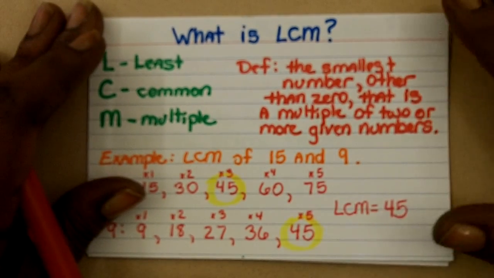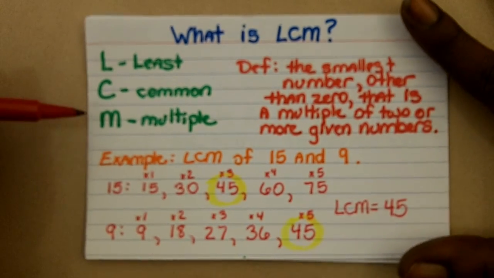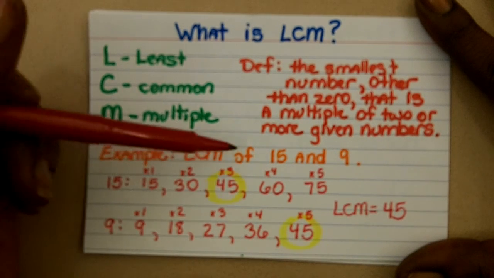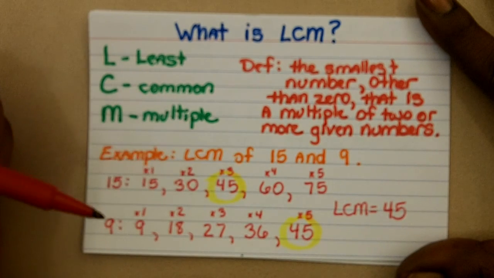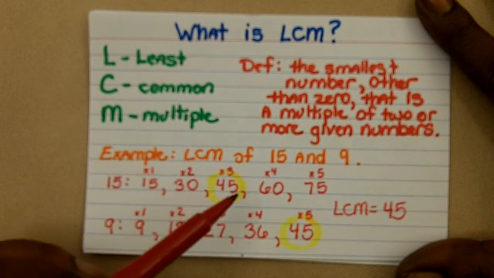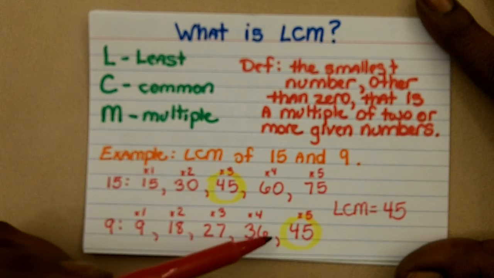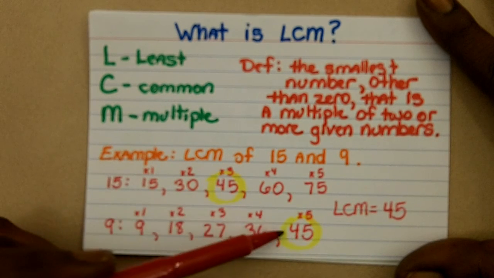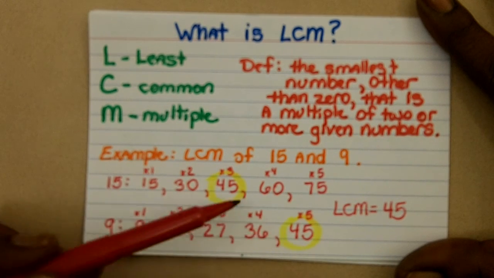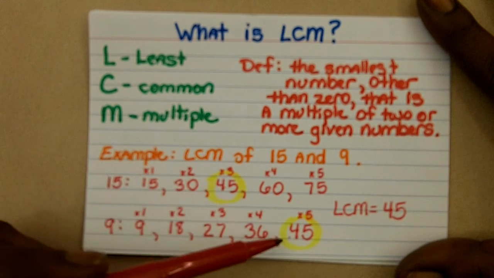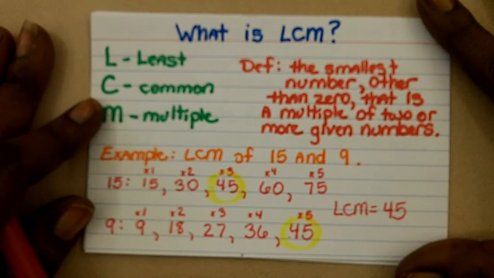Now, what is LCM, or least common multiple? Well, by definition, it is the smallest number other than 0 that is a multiple of two or more given numbers. So if I asked for the LCM of 15 and 9, one strategy would be to list the first few multiples of 15, list the first few multiples of 9, and once you have come to the common multiple, the first common multiple between these two would be the smallest or the least common multiple, and in this case it is 45.